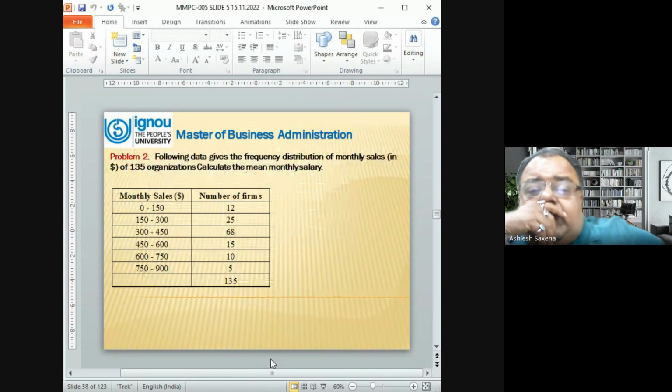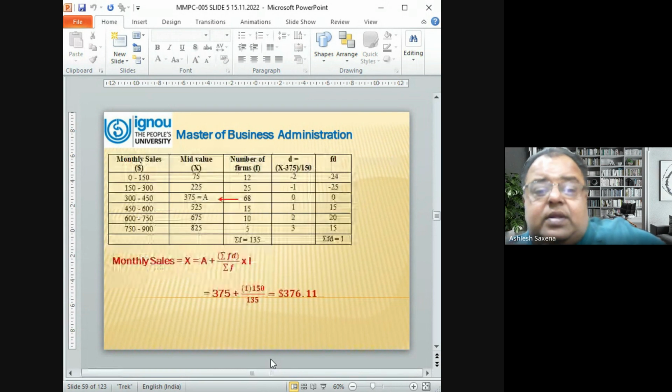This is the problem now. You can see that here the frequency is big, a two-digit number. That means we have to straight away change the formula. First of all, you have to calculate the mid value. Mid value is calculated by 0 plus 150 divided by 2, that comes out to be 75. You can see here the difference is 150. Add 150 to all these numbers simultaneously. 75 plus 150 is 225, 225 plus 150 is 375. Similarly, you will get all these numbers.